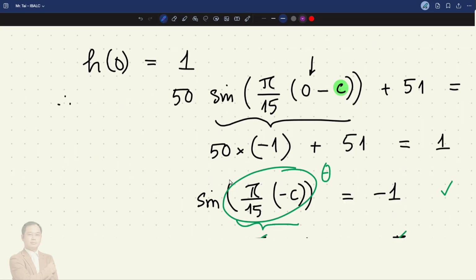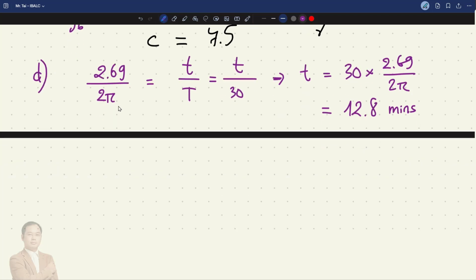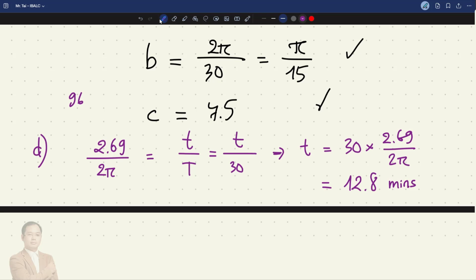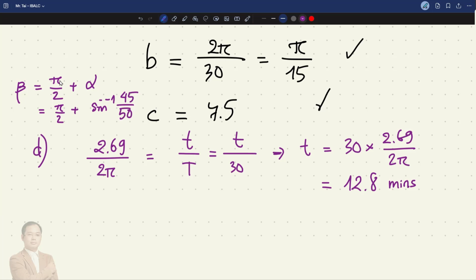So we should show the method of how we calculate. These are the last 2 steps. We need to show the method to find that angle. Let's denote it by beta, a different notation from omega, the angular speed. Beta is 90 degrees, pi over 2, plus alpha, where alpha is the inverse sine of 45 over 50.